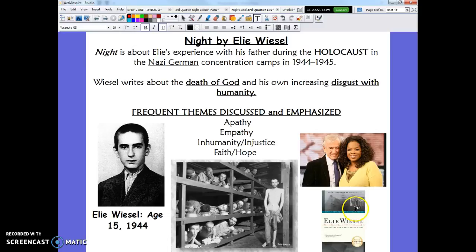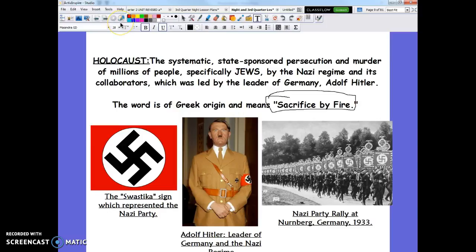This is the book cover, and then this is a picture of actually Elie in the concentration camps. If you look right here, this is him in the barracks at the concentration camp. So there's a lot of historical pictures that feature him in there. So that's about Night. And then we wanted to provide some historical context on what the Holocaust is, so we understand the cultural experience reflected in this book.